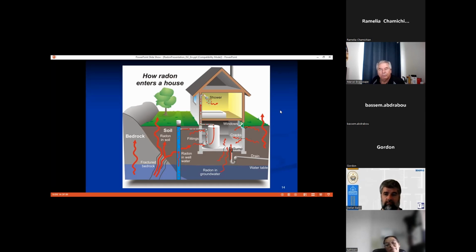If you have wells in your community, there's a possibility, because remember that radon comes from the ground. So if you have a well that you dug to get water from the ground, then you may have radon coming in through your water supply also.